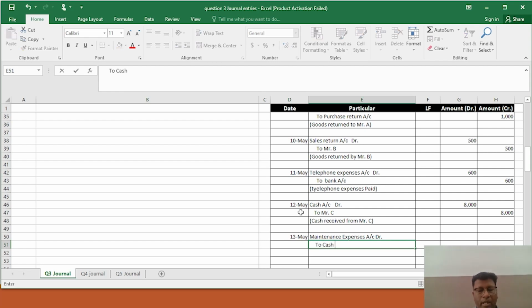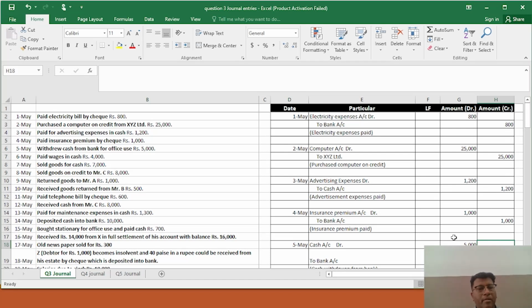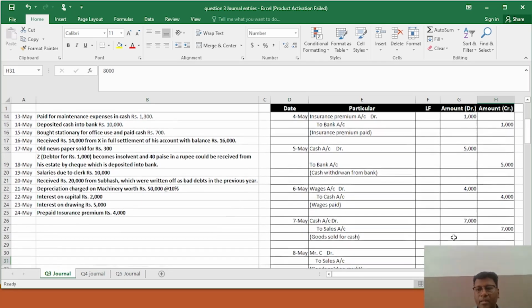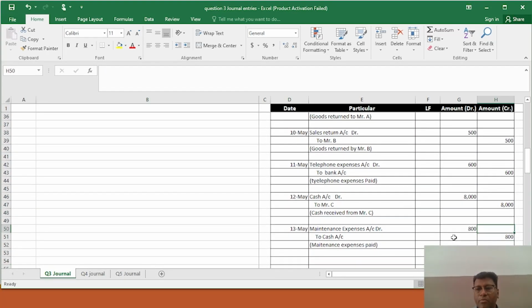So the entry would be maintenance expenses account debit to cash account, and the narration is maintenance expenses paid. And what about the amount? Rupees 800, right? So paid, sorry, 1,300. So you have to mention maintenance expenses 1,300, right? 1,300, okay, no issue. It was the case of rupees 1,300, okay.